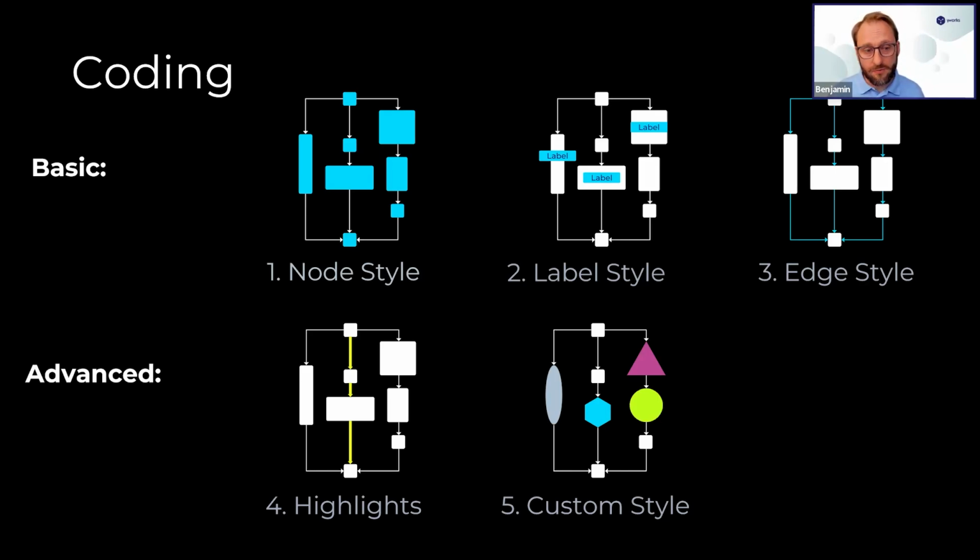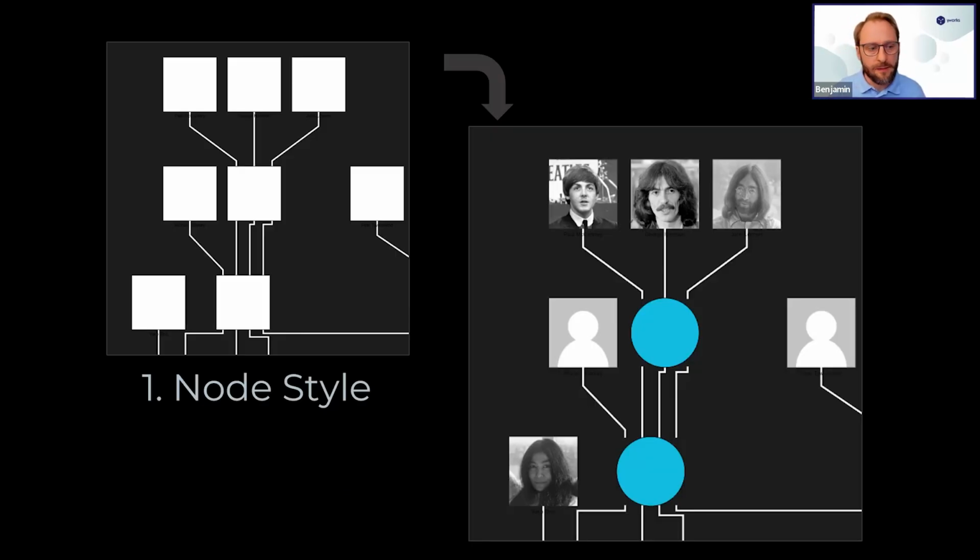So let's start with the coding part, and I would like to talk about the node style, so how to define the shape of the node and also the color. This is rather simple. At the beginning we are given a very simple styling where each node is just a square and is basically white. In the first step, I would like to replace these nodes by simple images, and the group nodes, so the music group nodes, by circles.